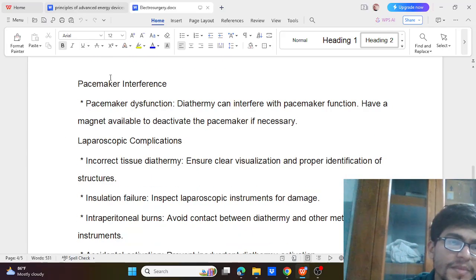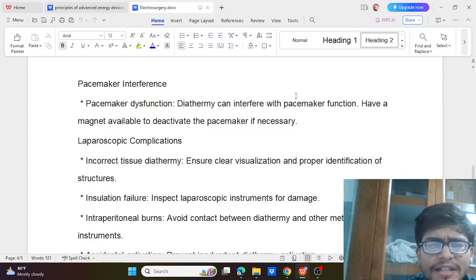Then we have pacemaker interference. Pacemaker dysfunction can occur since the diathermy can interfere with the pacemaker, and we have to use a magnet to deactivate the pacemaker if needed.